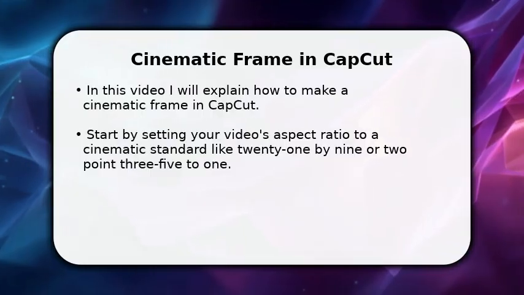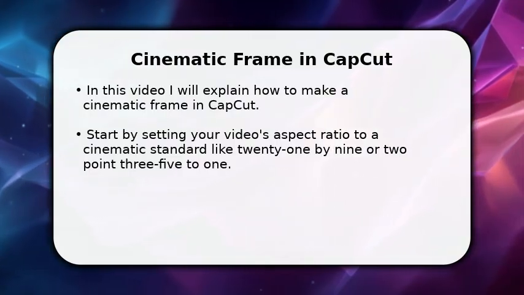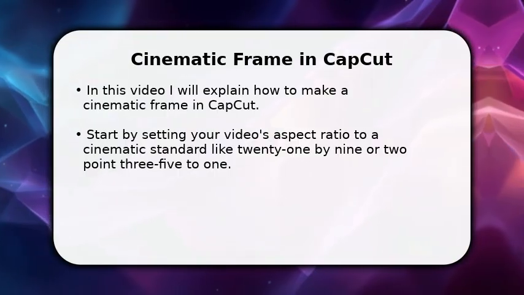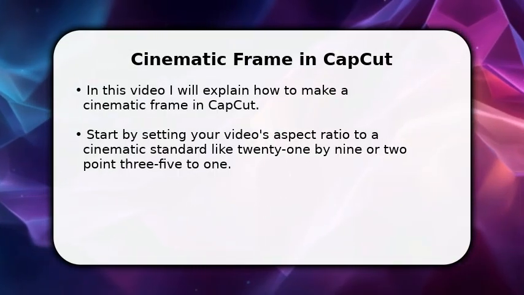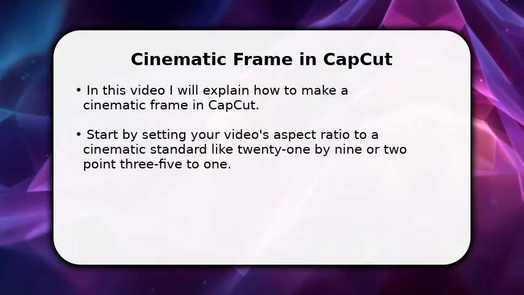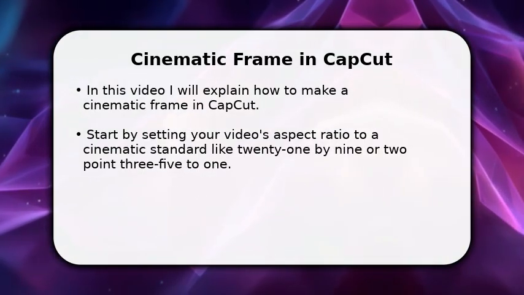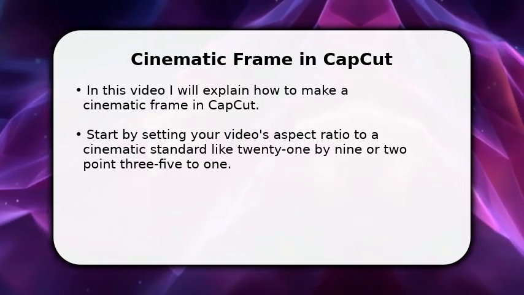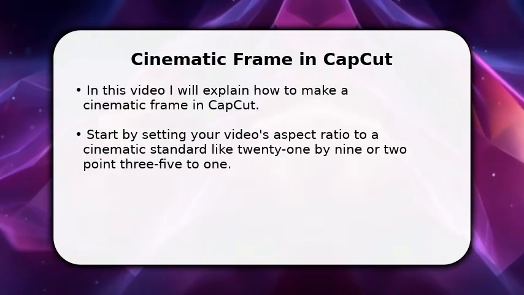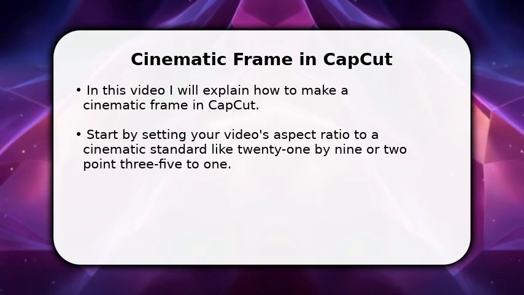In this video, I will explain how to make a cinematic frame in Capcut. To begin, open your project and navigate to the aspect ratio settings. For that classic movie look, you'll want to select a wider ratio, typically 21:9 or 2.35:1. This immediately gives your footage a more professional and expansive feel, laying the groundwork for your cinematic masterpiece. It's the first crucial step in transforming your regular video into something truly special.